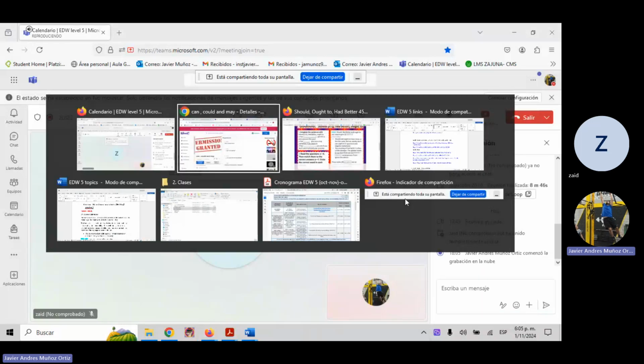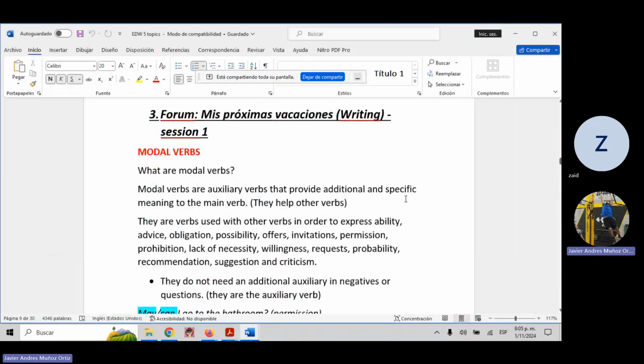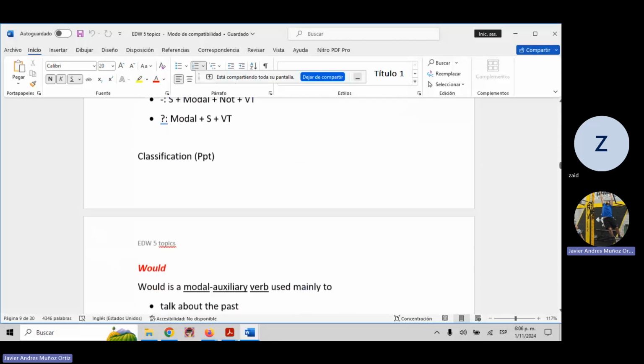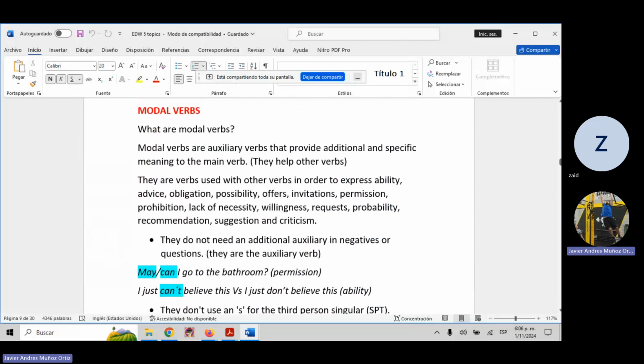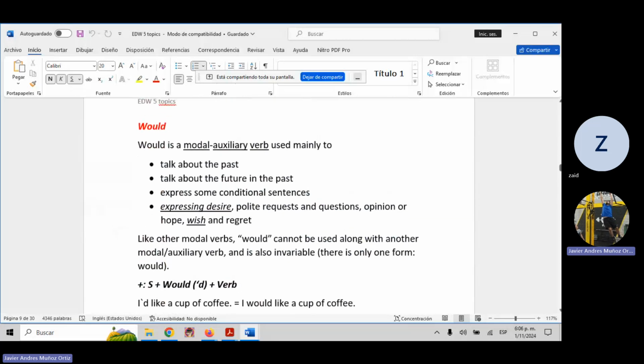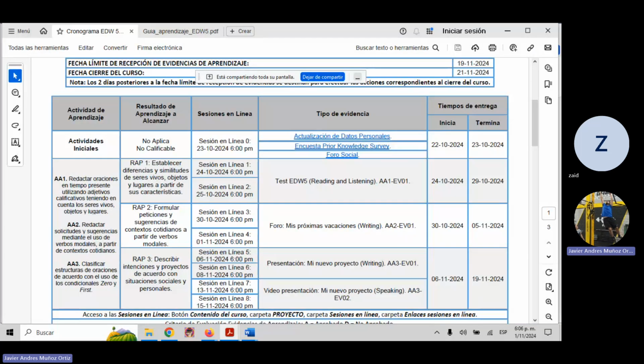We are going to continue talking about modal verbs. Last time we said modal verbs are auxiliary verbs, right? They support and improve the sentences and activities we are talking about in present, in past, in future, and so on. These modal verbs replace the auxiliary verb. We also mentioned that modal verbs can be used to talk about possibility, obligation, invitation, probability, suggestion, and so on.